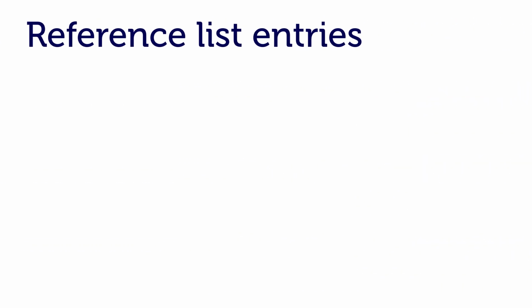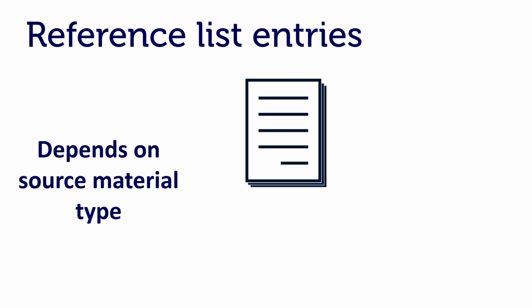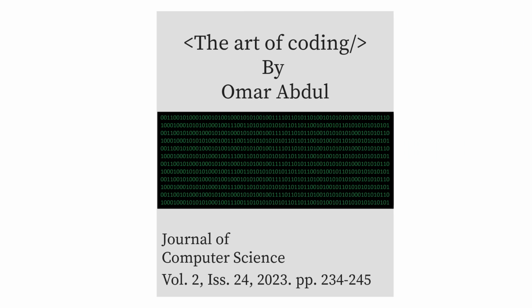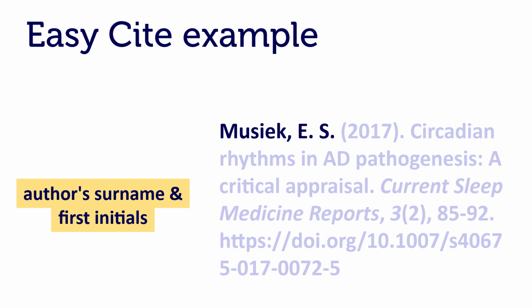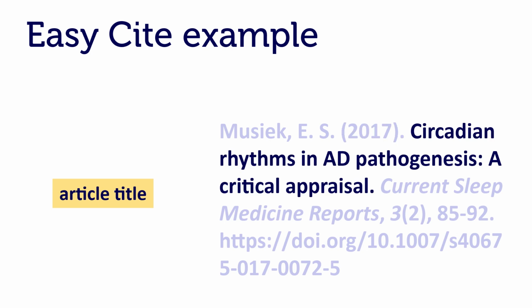So how do I make a reference list entry in APA 7th edition? Well, it depends on what you want to reference. Different materials require different information and different formatting. Let's pretend that we need to reference an author called Abdul, who wrote a journal article called The Art of Coding in 2023. The example on Cite tells us that we need to include the author's surname and their first initials, followed by the year of publication in brackets and the title of the article.